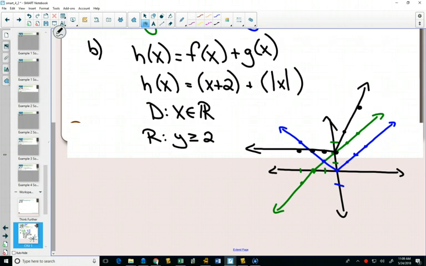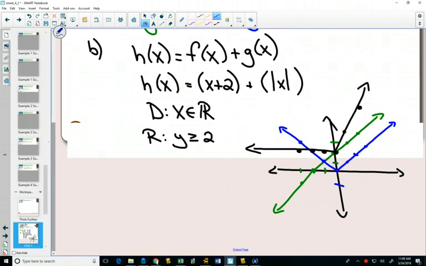Yes, a lot of stuff that just says, here's two graphs, can you add them together? Here's two graphs, can you subtract them? And then you're just taking corresponding points like we did with the blue and the green graph and add them together and subtract them. Okay?